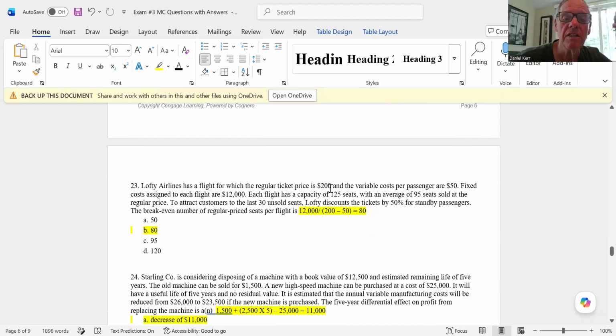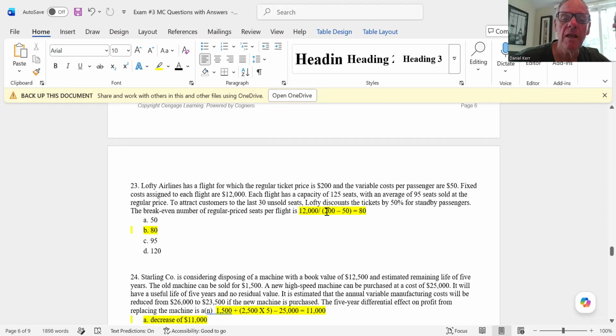The regular ticket price is $200, and you're going to attract customers by discounting the price by 50%. For the break even at the regular price, the sales price would be the $200, and the variable cost per unit is $50.